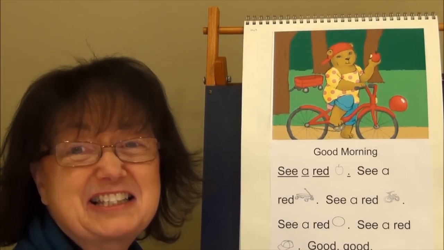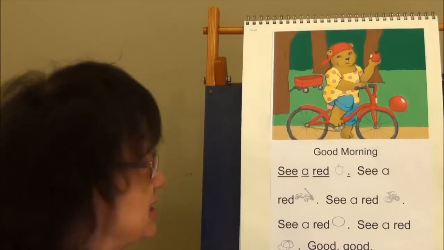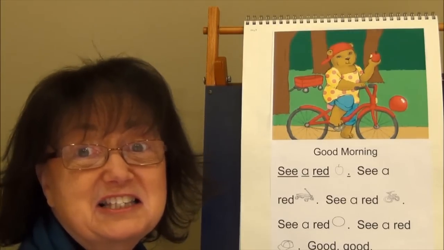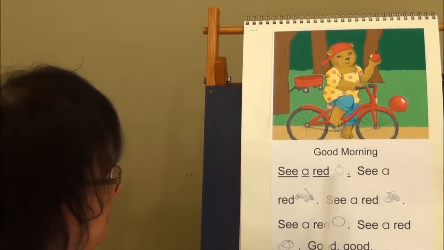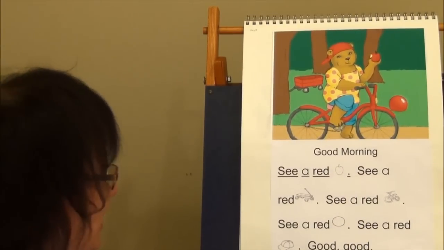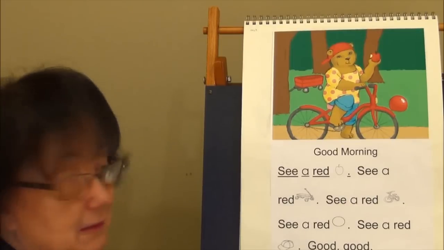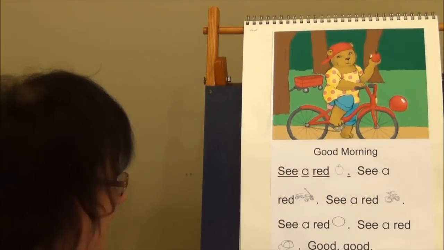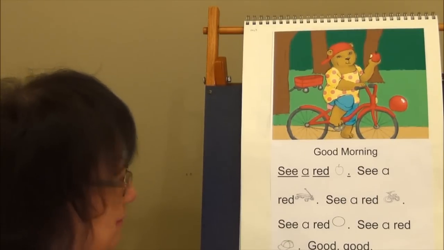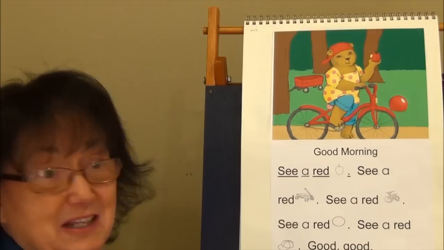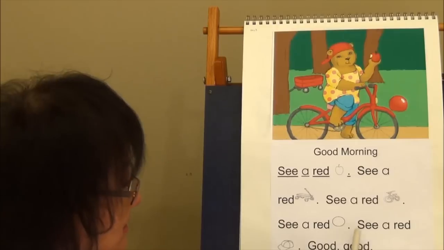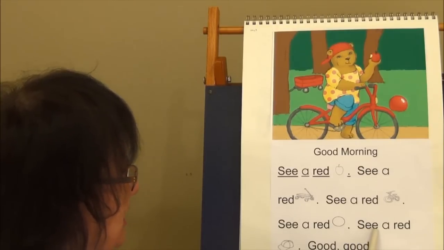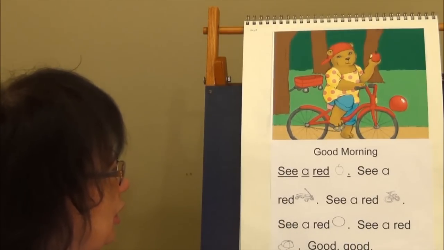Do you see the word see up here anywhere else? S-E-E, see. All right, good, here it is. See. Anywhere else? See. Good. Anywhere else? See. S-E-E. See. All right.